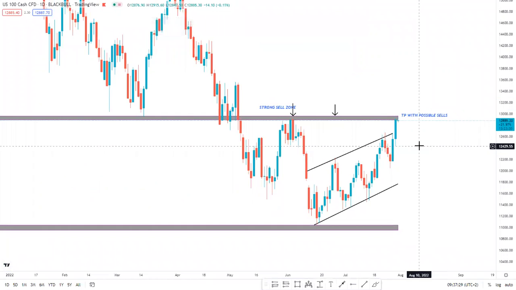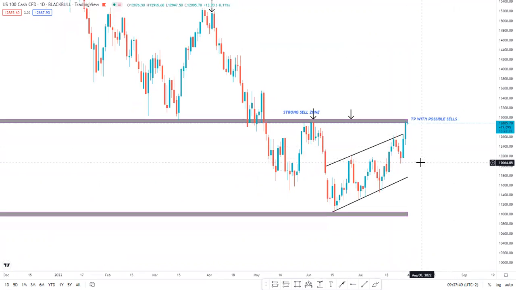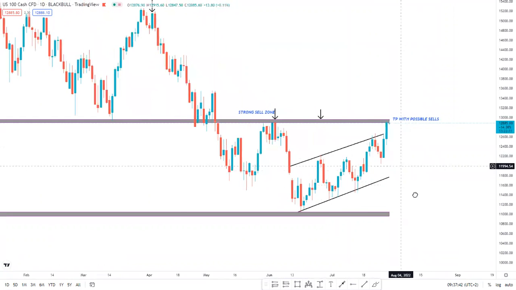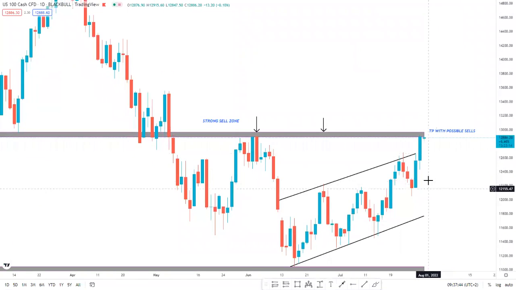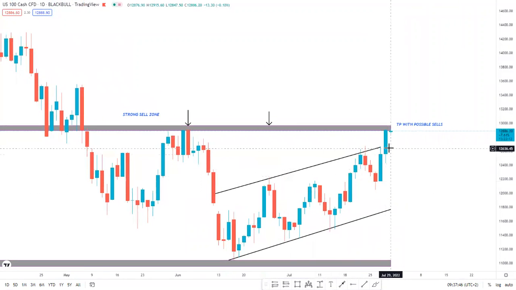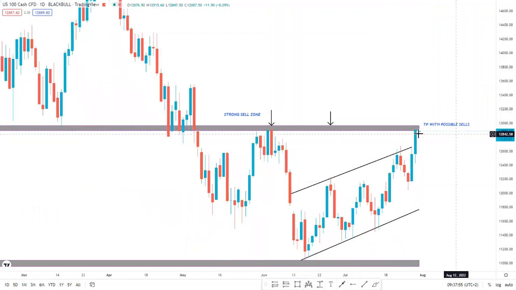I will analyze NAS, SP 500, and US 30. As you can see in the daily time frame, if I wake up today, Friday the 29th, I see NASDAQ closed bullish yesterday. It closed straight into the previous intraday resistance level.